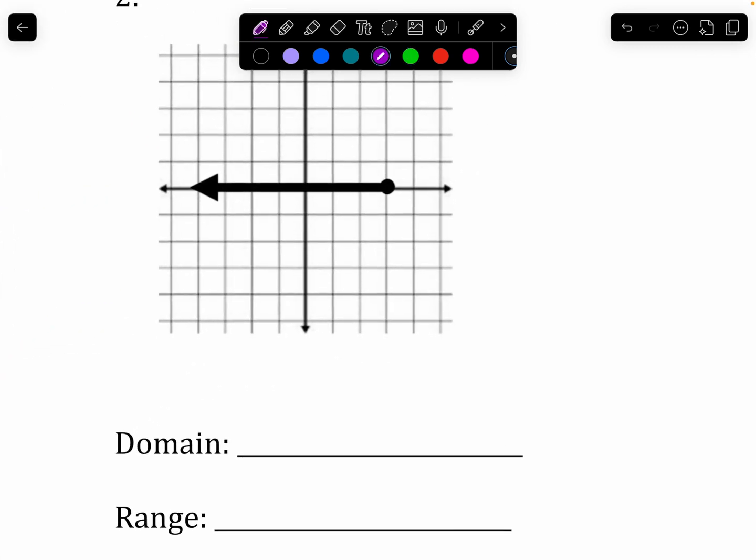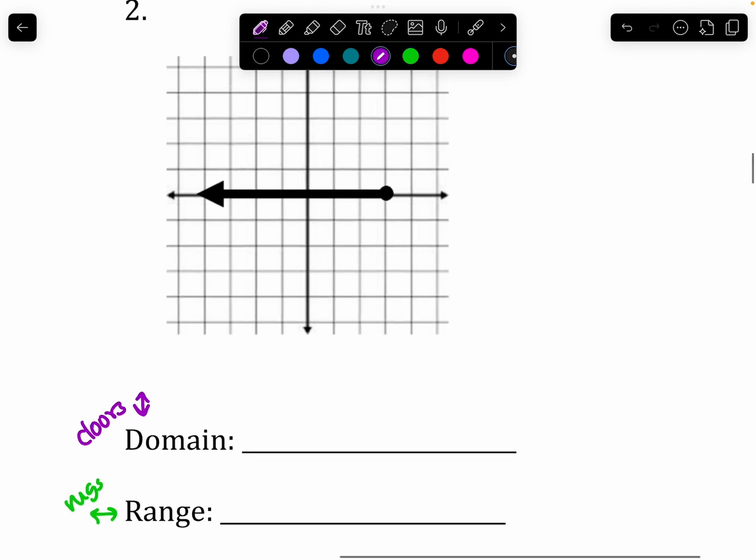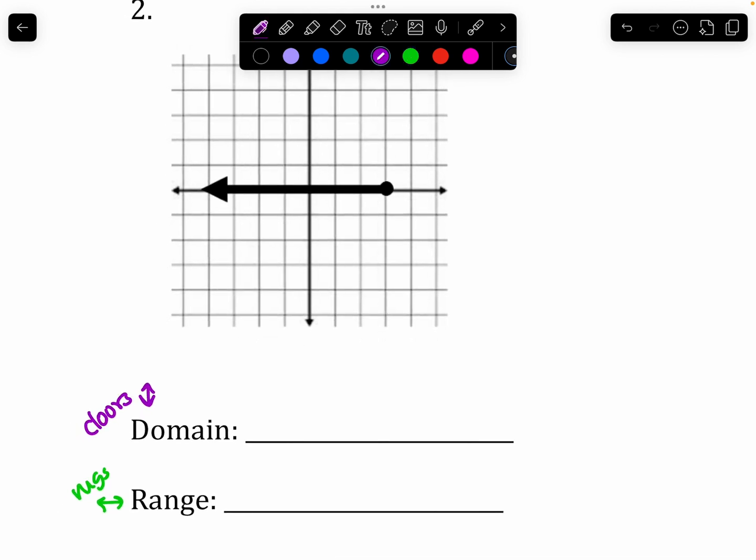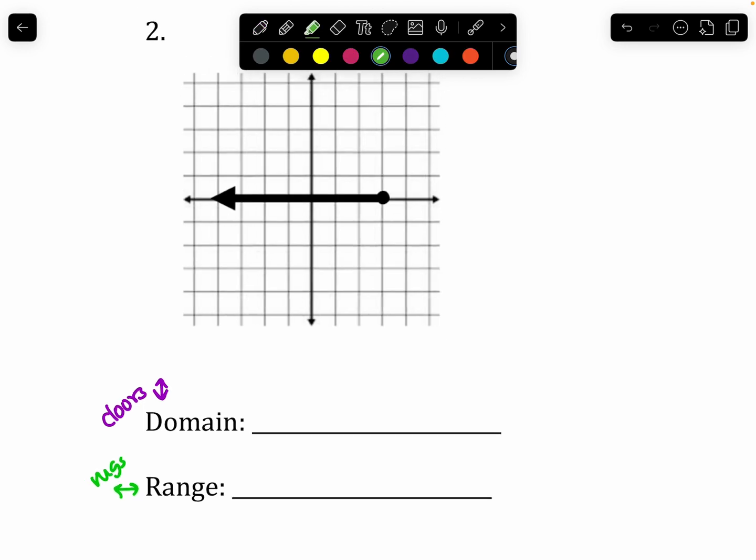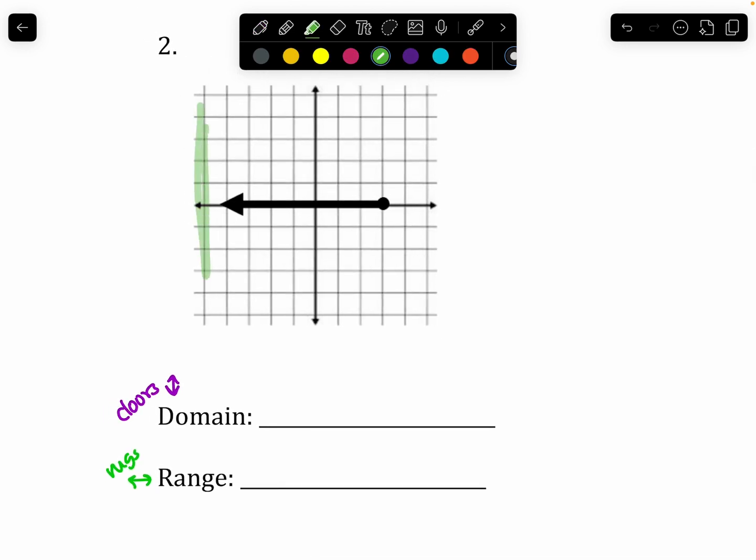Okay. Moving back over here. We are looking at our domain doors, and our ranges are our rugs. Remember that range values are horizontal and domain values are vertical. So I always start with domain because I think it's easier to see visually than range.